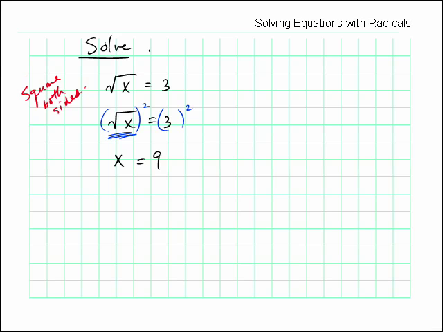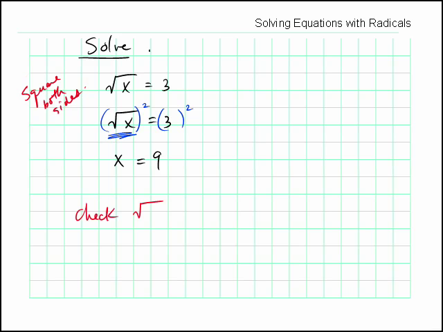Now, it's always a good idea to check the solutions to these. Whenever you're squaring both sides of an equation, you can get what are called extraneous solutions. In other words, numbers that really aren't solutions. So you should always check your results here.